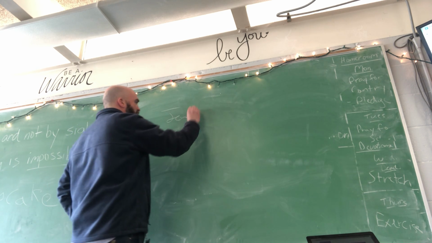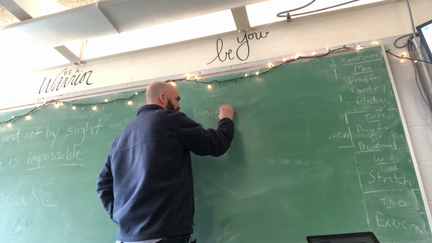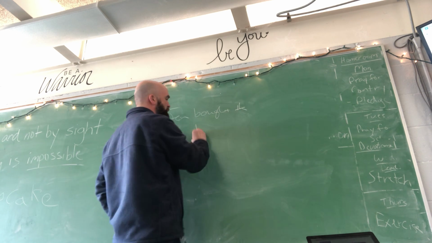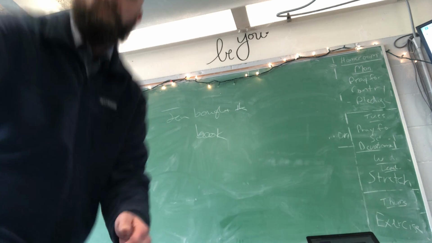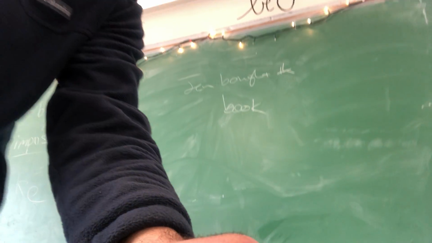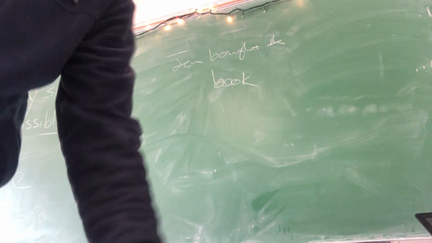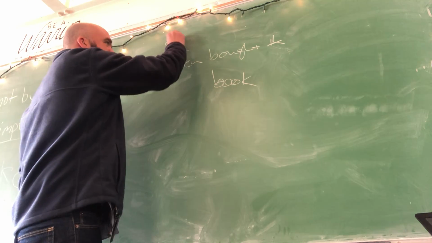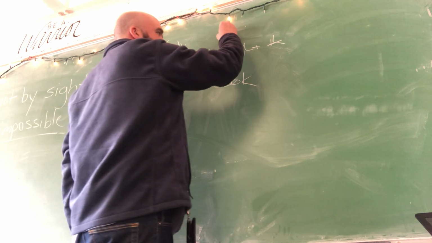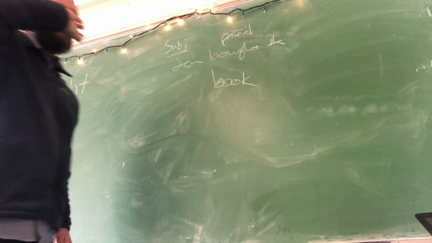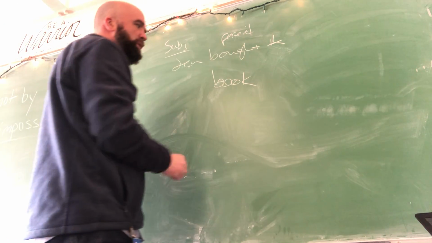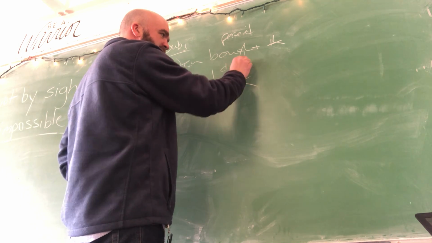Jen bought the book. All right. Get a little closer there. So Jen, obviously the subject. Bought, obviously the predicate or the verb. And what is the book? Well, obviously the book is the direct object.